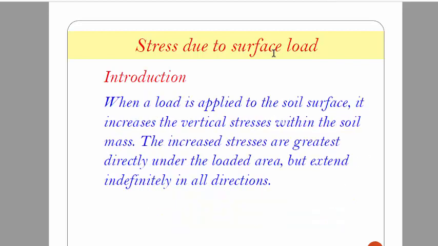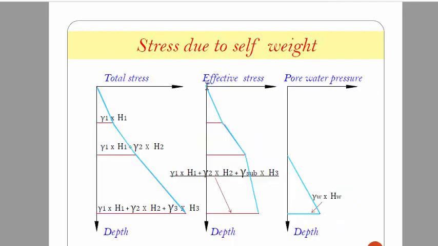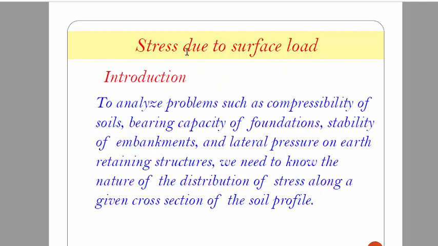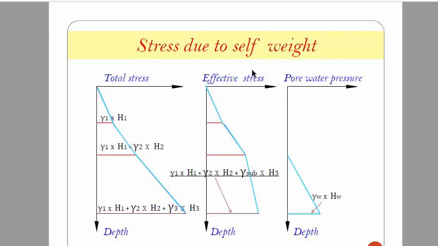In the last class, we had discussed the stresses due to the self weight and the stresses due to the surface load. The stresses due to self weight are called total stress, effective stress and pore water pressure. Total stress is equal to effective stress plus pore water pressure, and effective stress is equal to total stress minus pore water pressure. In simple language, total stress is a combination of effective stress and pore water pressure.